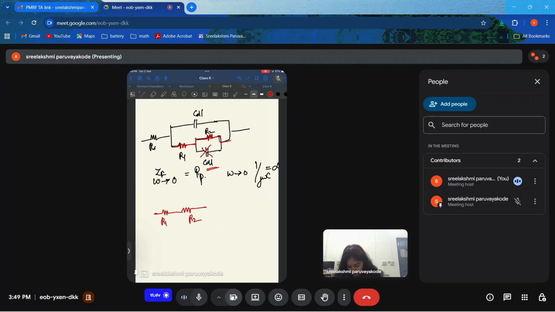Okay. Now what are the values? This 25 and 35. So your RP value equals 25 plus 35 ohm, equal to 60 ohm. That is the answer for this question. Okay, this is clear. I hope this is clear.